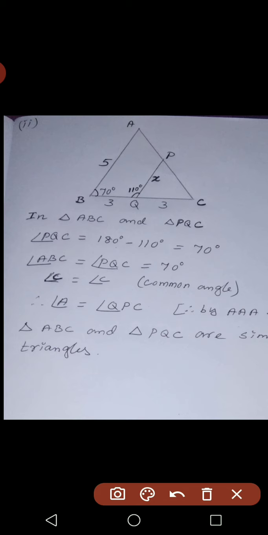So here three angles are equal. Therefore by AAA similarity, angle similarity, angle A equals angle P. These two angles are equal. Angle A equals angle QPC, that is P. Angle C is common to both triangles, so that is also equal. Therefore by AAA similarity, the given triangles ABC and PQC are similar triangles. Okay. Thank you.